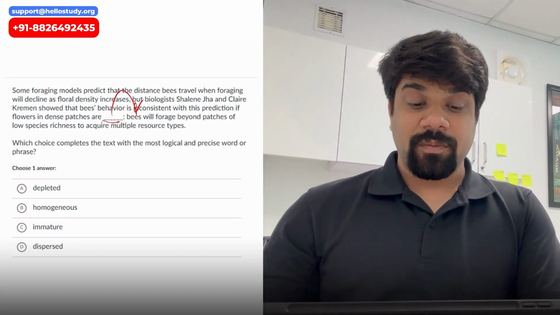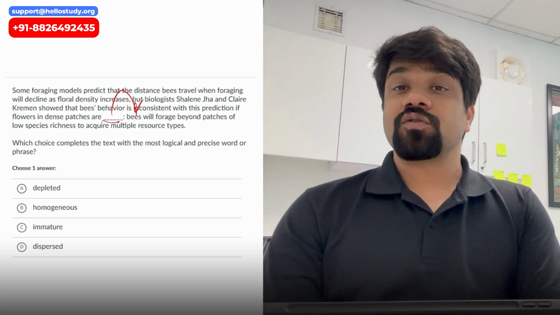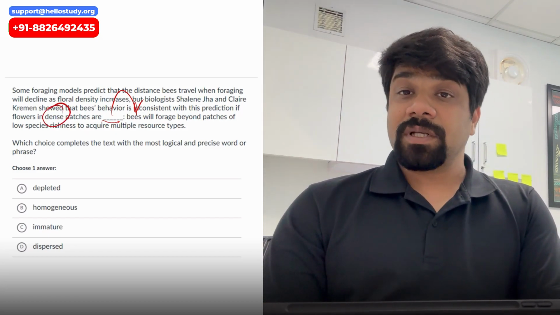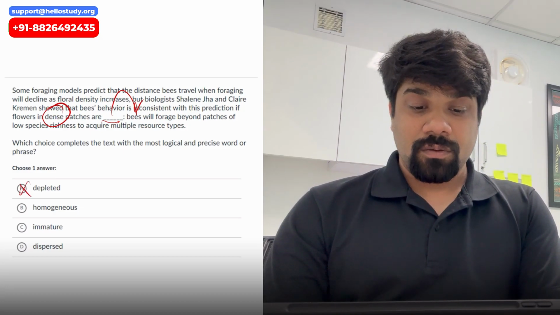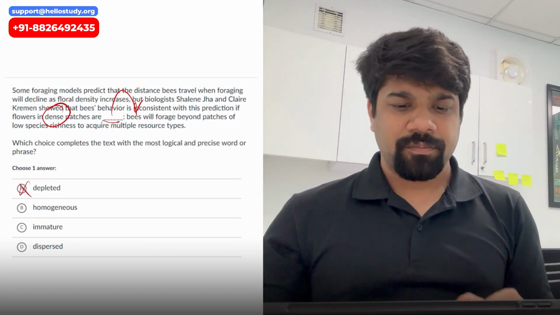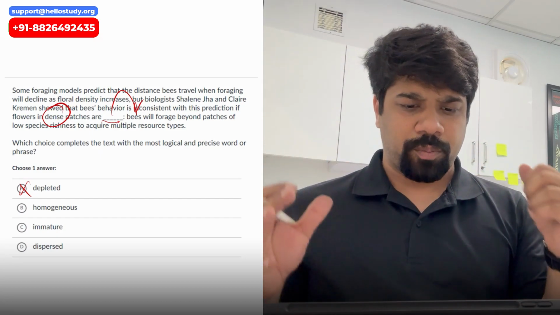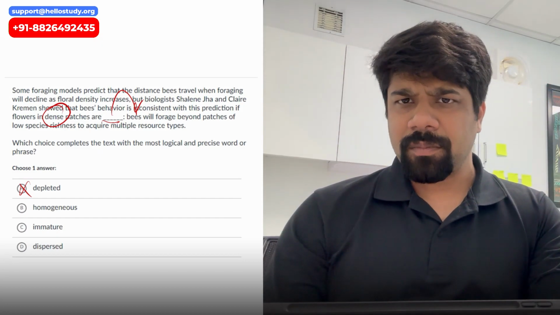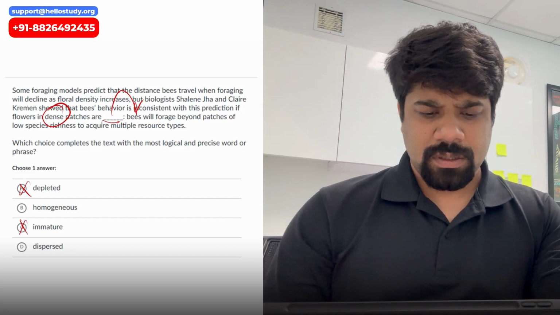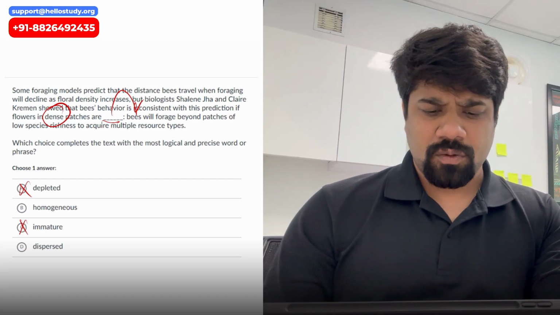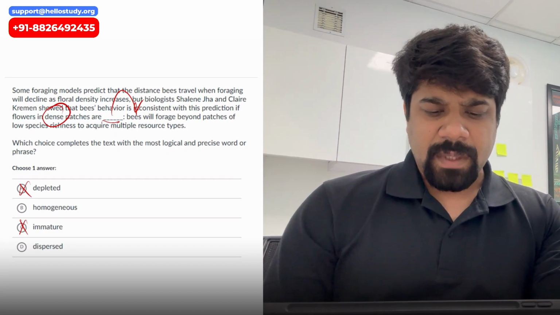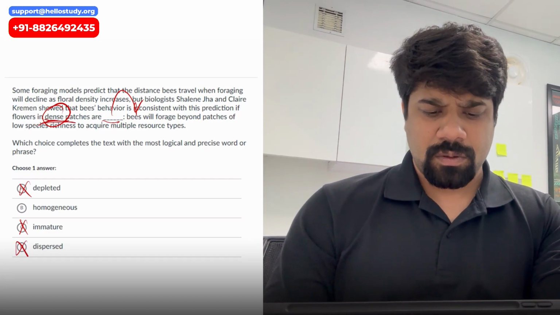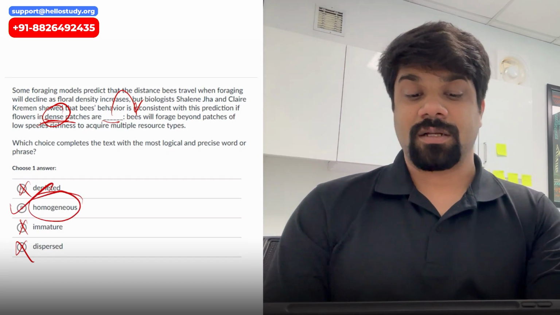Here we'll simply follow process of elimination. Answer choice A says depleted. Okay, if the patches are dense, how can they be depleted? Dense is something which is clustered in a group. So depleted is gone. Immature is certainly eliminated because people are mature or immature, a terminology that we associate not with objects but with people. So C is gone. Dispersed, again, since they are dense, how would they be dispersed? So D is also gone. B is the correct answer.